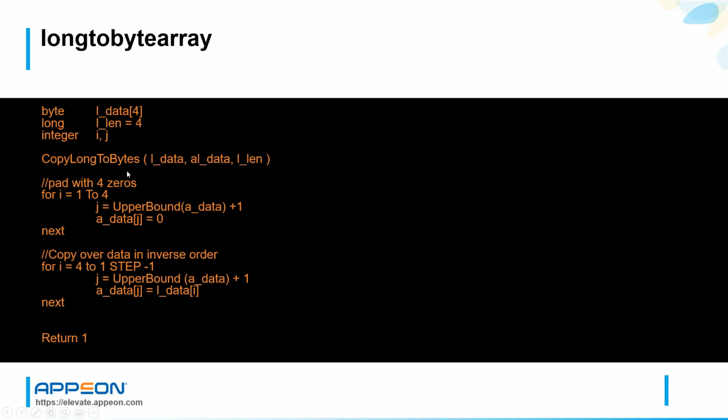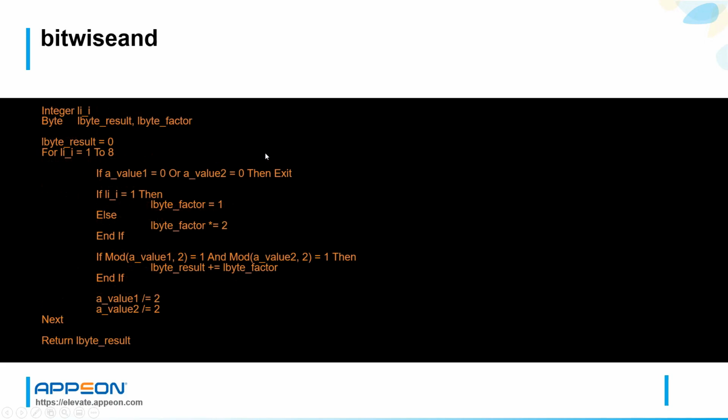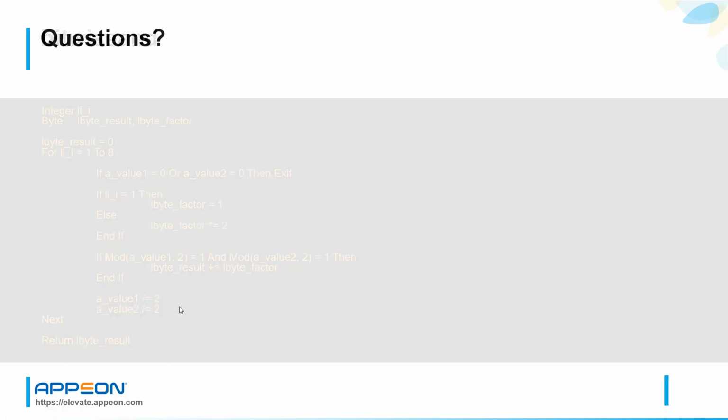So what I'm doing here is after I convert the long to an array of bytes, I pad the data. This is the result at the end. I put 4 zeros on the front of it, and then I take this value here and copy them in inverse order onto the end of that byte array. So what we get is 4 zeros and then these 4 bytes, but in the inverse order of what the API function gave us. This is bitwise, and this also I borrowed from PFC.